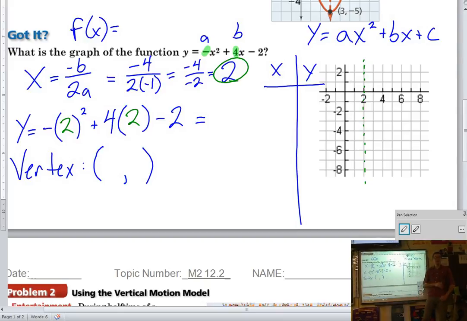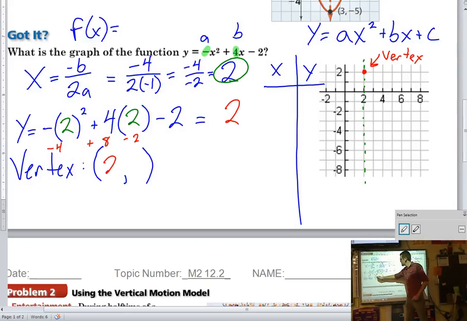Some people will try to screw up here. What happens first? The square or the negative? The square. So this is 4, but negative. So we have negative 4. Plus 8 minus 2. When we sum it all together, we get 2. So that tells me 2 is my vertex. So that is going to be our maximum.